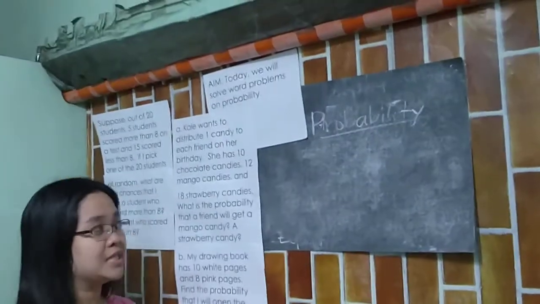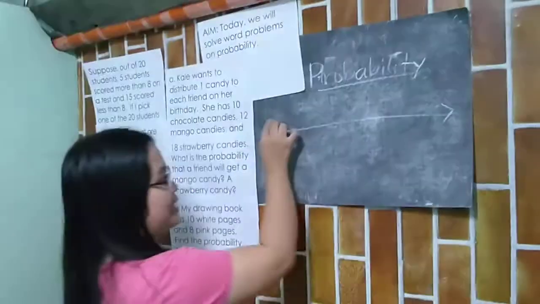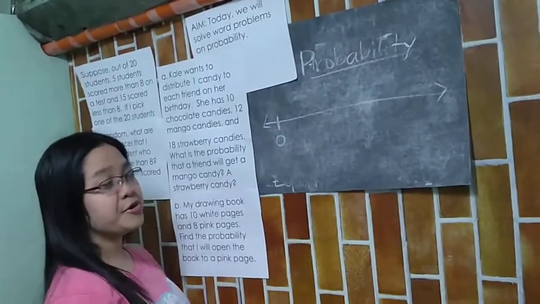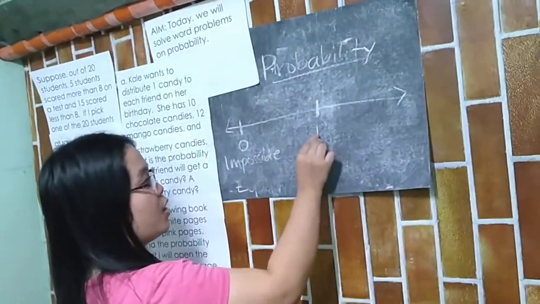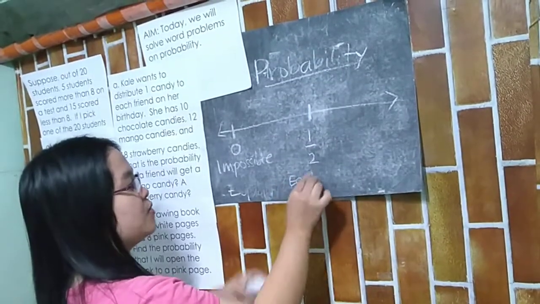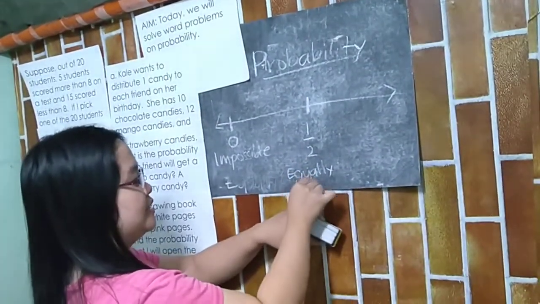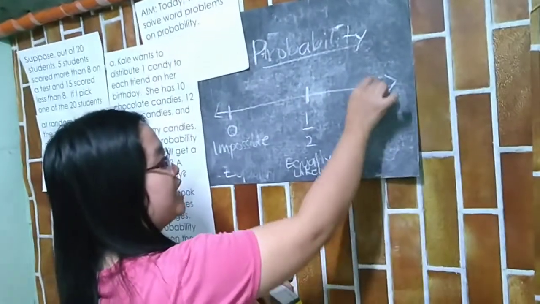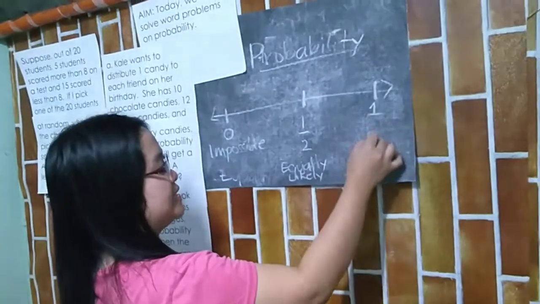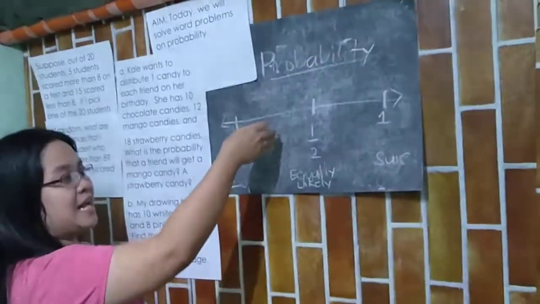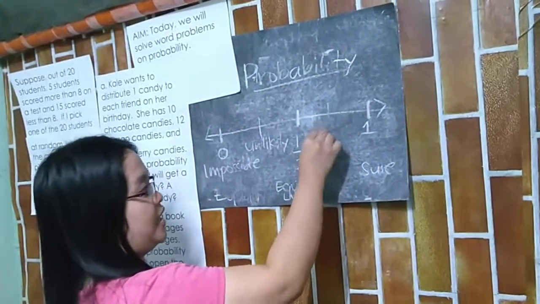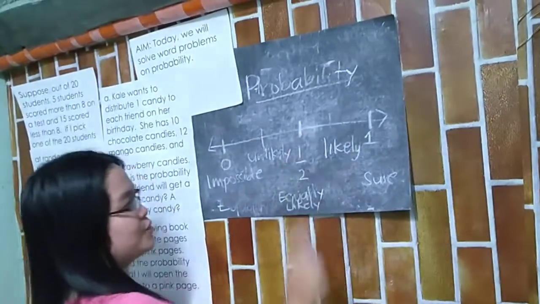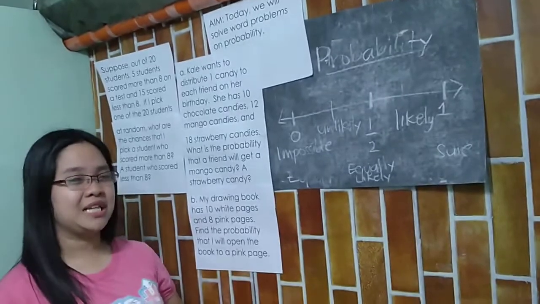Remember, we did express this concept in a number line like this, wherein zero means impossible. So in the middle, we have one half, which is equally likely. And on the last or the end part of our number line, which is 1, this is sure. So less than half, we have unlikely, and more than half, we have likely. So these terms are used if we want to express probability in words.